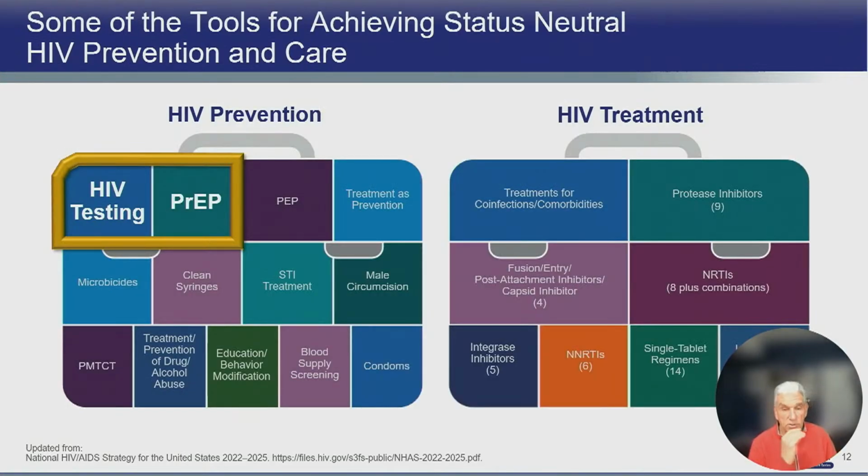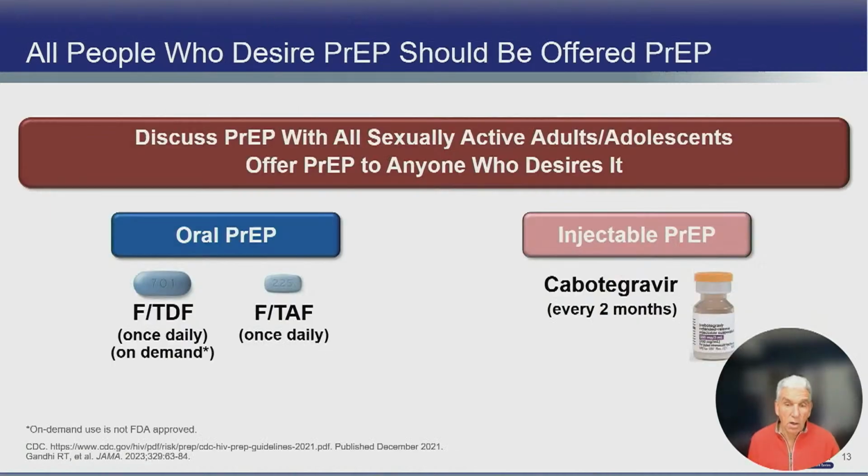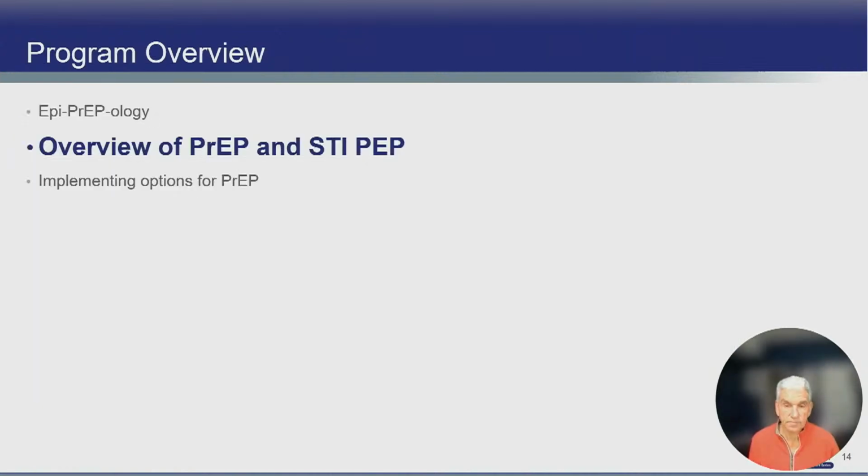The two key tools for HIV prevention are getting people tested and providing PrEP, along with taking a sexual history. All people who desire PrEP, people who come in and ask about it, if possible, should be offered PrEP. I'm not sure that's possible yet in Uganda, but it's an important principle if it could be achieved. We know that oral PrEP can be offered as FTC/TDF or FTC/TAF, which I don't think is available in Uganda, and there is also injectable cabotegravir every 2 months.